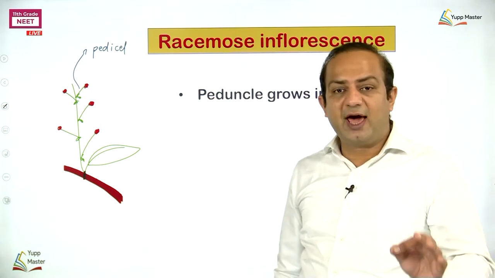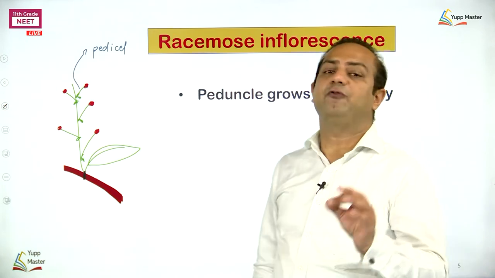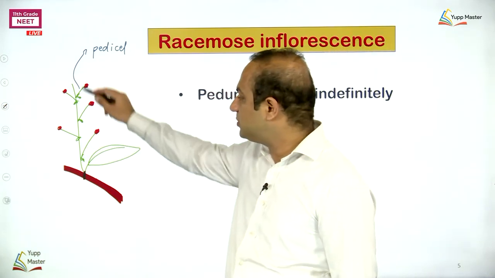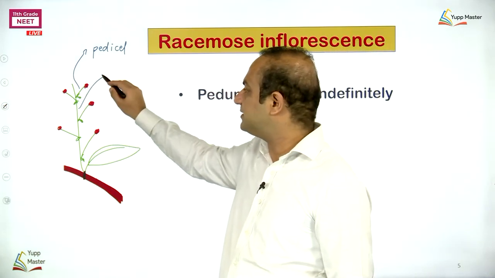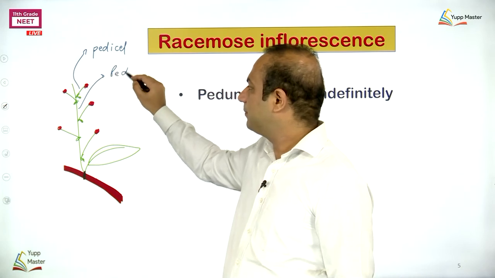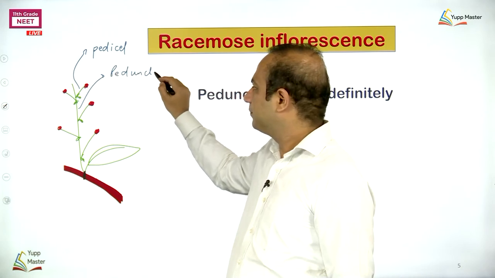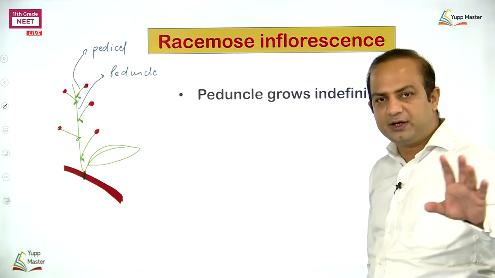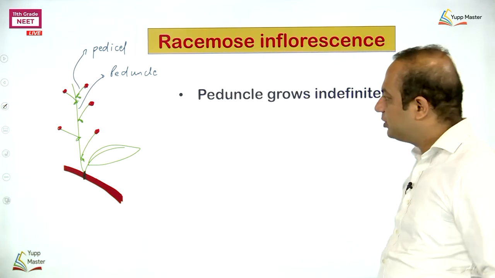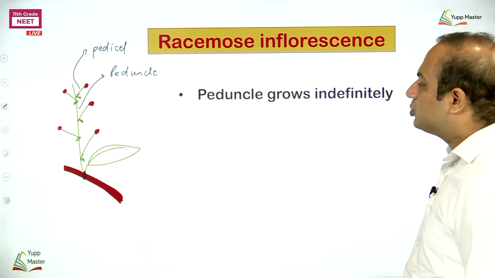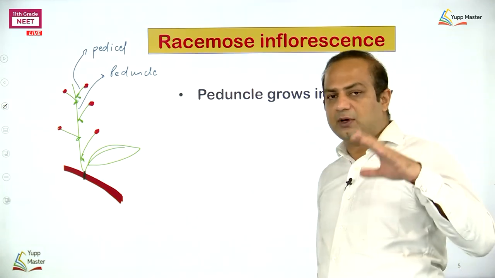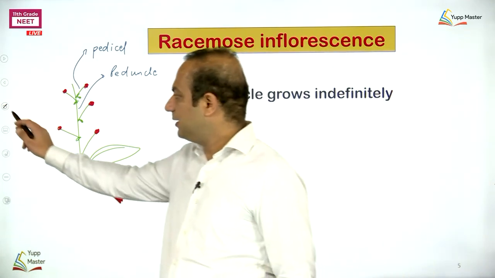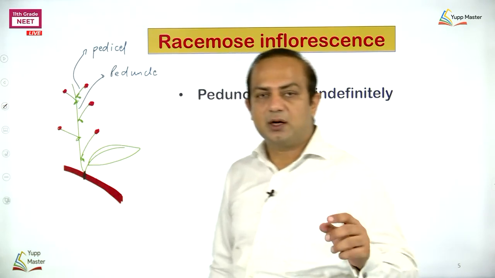And the common axis, or you can say here, the floral axis on which these flowers are arising, is called the peduncle. Right? Is it clear to you? Okay, so this is what we are observing. So other things that I would like to add. Now see these things carefully.